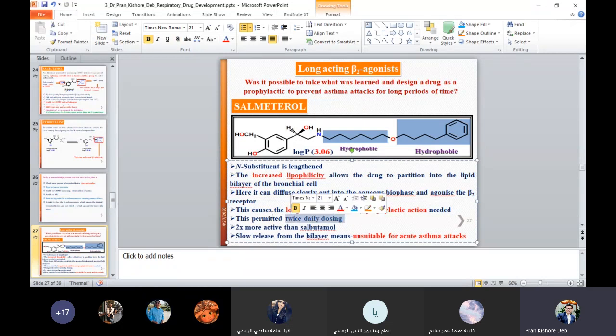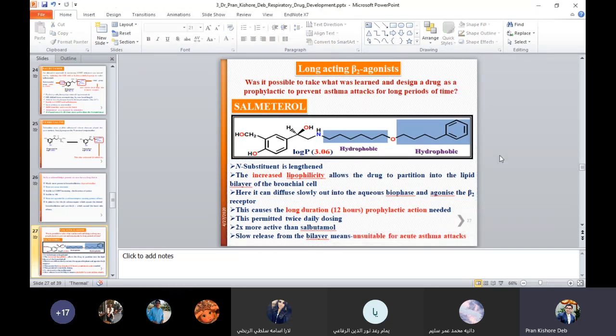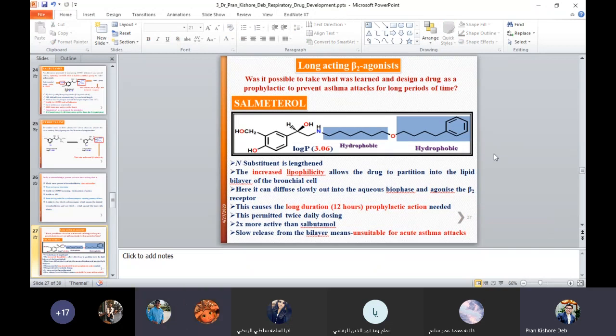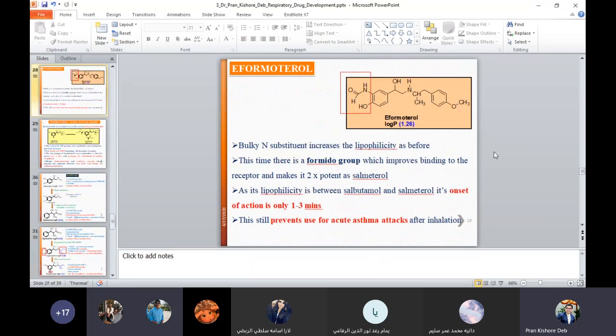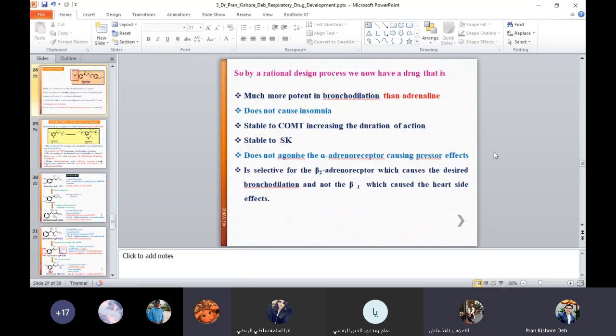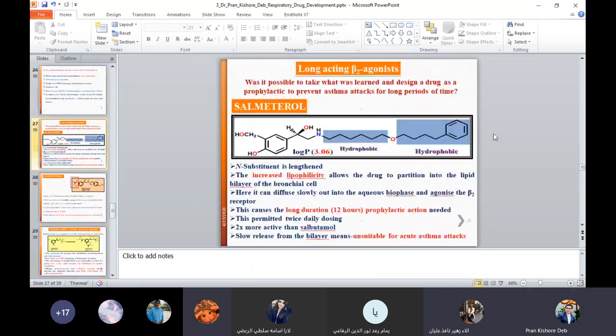Okay, and it is found to be 2 times more active than salbutamol. And the slow release from the bilayer means it is unsuitable for an acute asthma attack. It is only given for chronic asthma patients as a prophylactic agent, right? Can we give it orally? Because of the long hydrophobic chain, it is mainly given by inhalation.